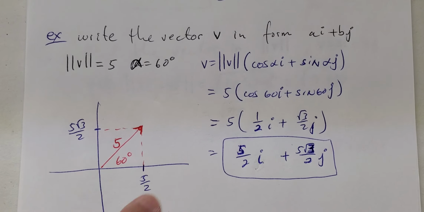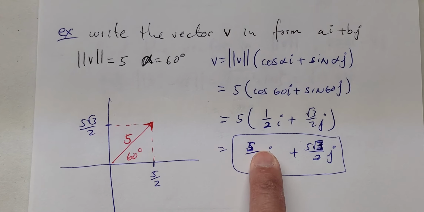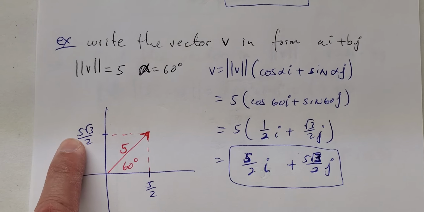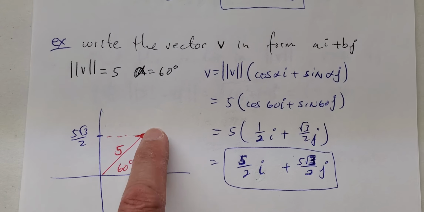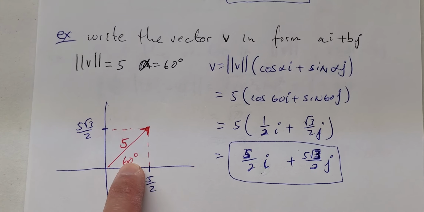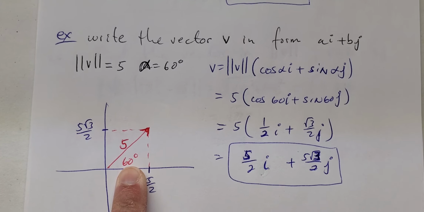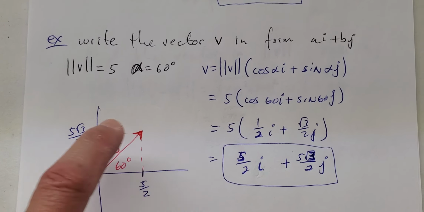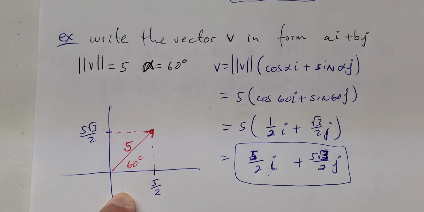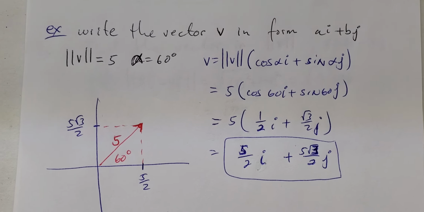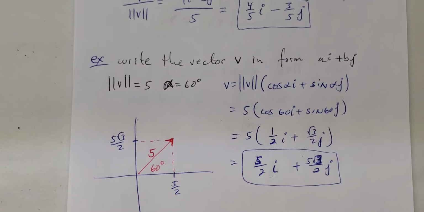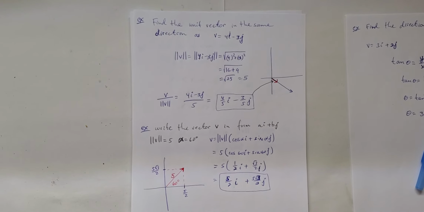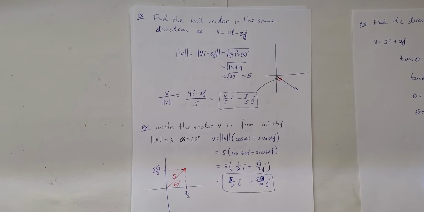Now on the graph, this is what it looks like. This is my x, 5/2. This is my y, 5 square root 3 over 2, with a length of 5 and an angle of 60 degrees. Again, what I have here on the graph is just an approximation, not accurate. Let me zoom out so you can see the whole page.